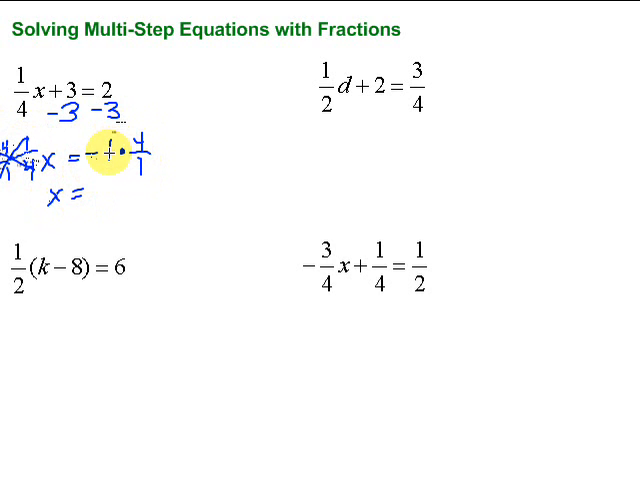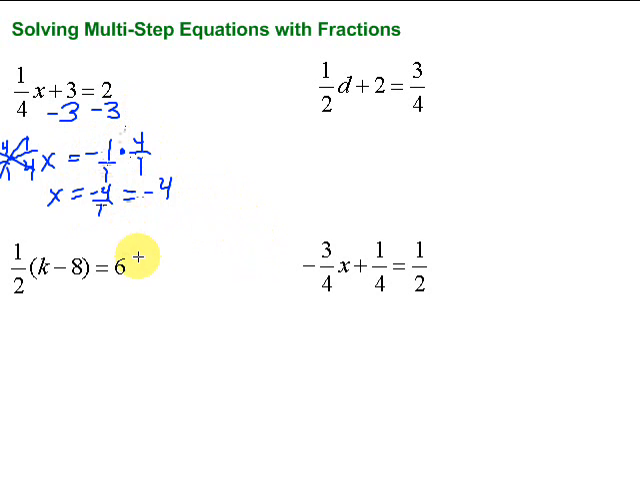X equals. Now, to multiply a fraction by a whole number, we can put this over 1, -1/1, multiply straight across on the top and the bottom. -1 times 4 is -4. 1 times 1 is 1. So we have -4/1, which is also equal to just -4.